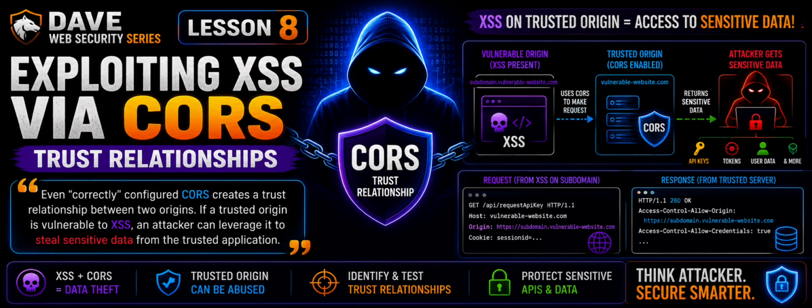Exploiting XSS via CORS trust relationships. Even correctly configured CORS establishes a trust relationship between two origins. If a website trusts an origin that is vulnerable to cross-site scripting, XSS, then an attacker could exploit the XSS to inject some JavaScript that uses CORS to retrieve sensitive information from the site that trusts the vulnerable application.